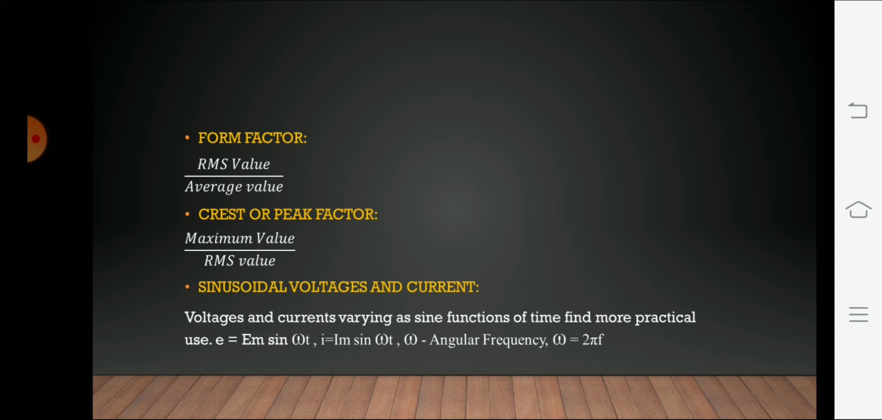Next we see the sinusoidal voltage and current. Voltage and current varying as a sine function of time find more practical use. Hence, the rest of this topic will be devoted to the study of AC sinusoidal quantities. It is also well known that any periodic source can be represented by an equivalent combination of sinusoidal sources. So, e is equal to Em sin omega t, i is equal to Im sin omega t. Omega is the angular frequency and the formula is omega equal to 2 pi f. f is the frequency in cycles per second.